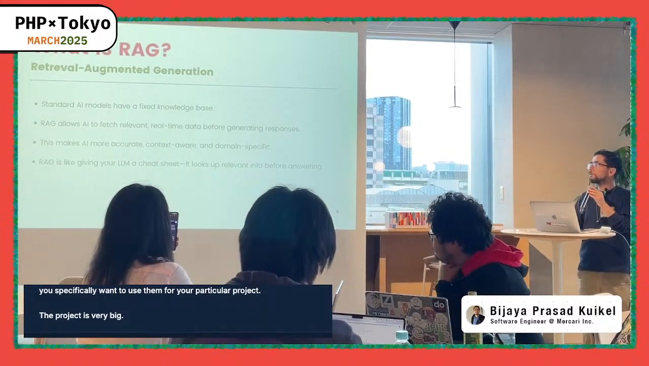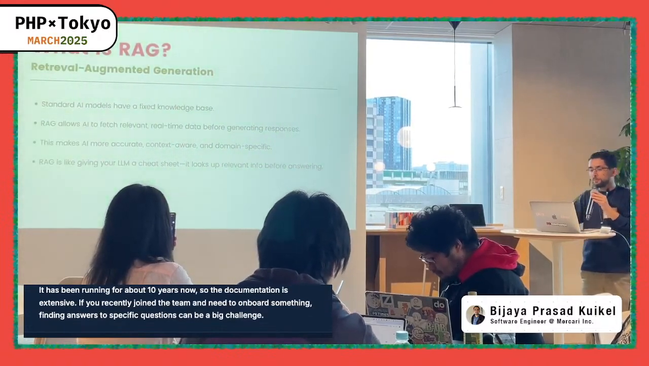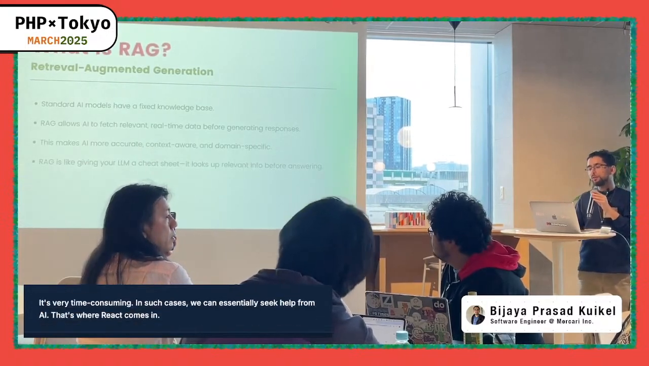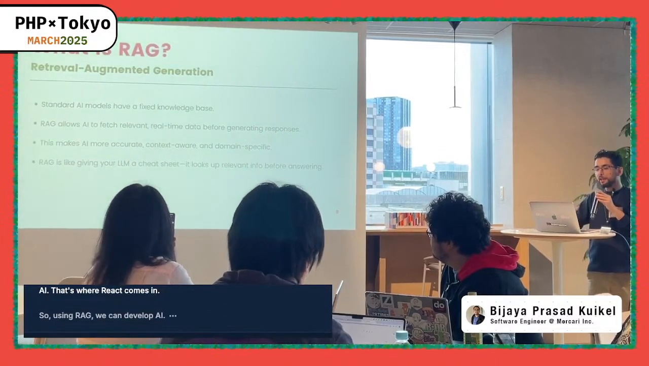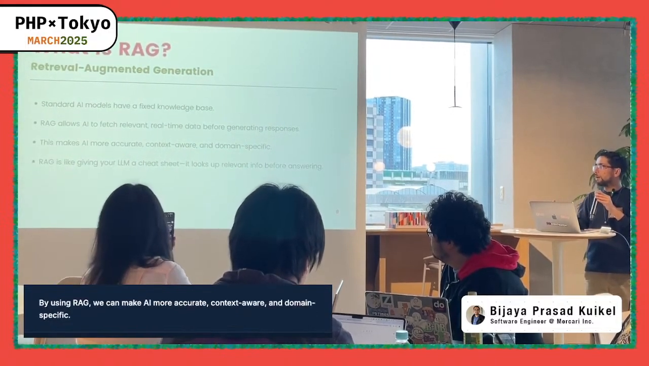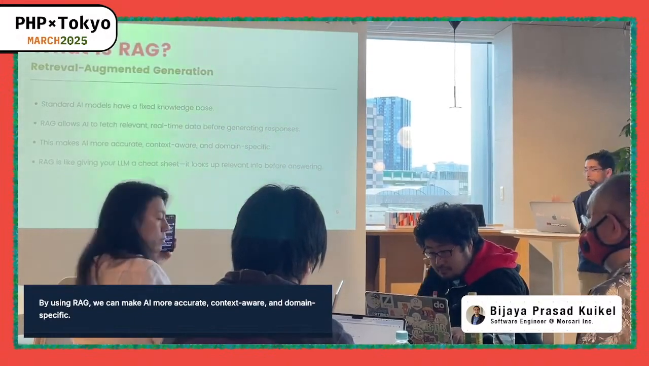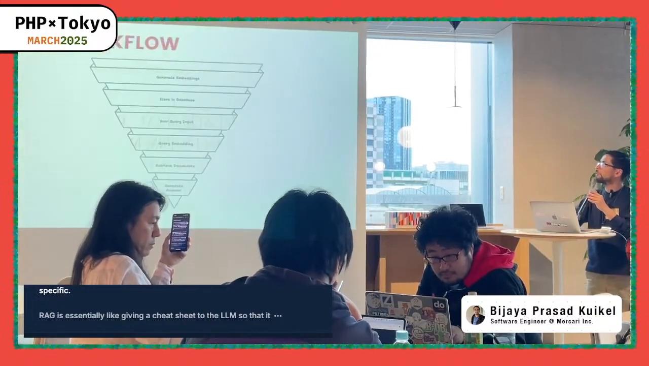So in that case, we could basically take some help from AI. That's where RAG comes in. Using RAG, we can make AI more accurate, context aware, and domain specific. RAG is basically like giving some sort of cheat sheet to the LLM so that it looks into the relevant information before answering. So this will definitely make our life pretty easy.